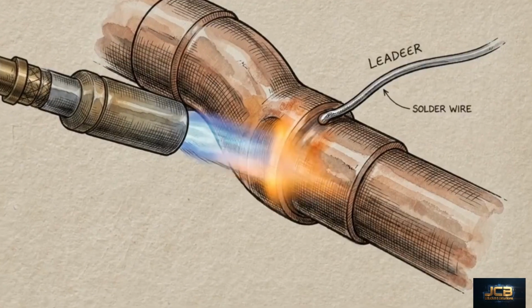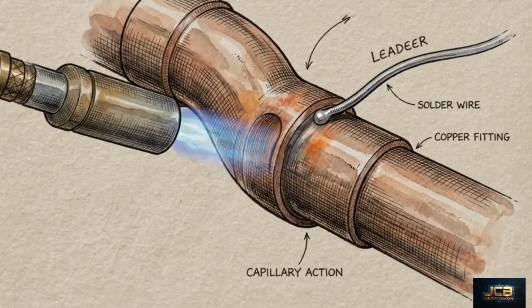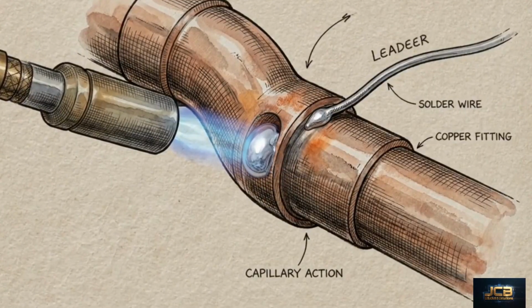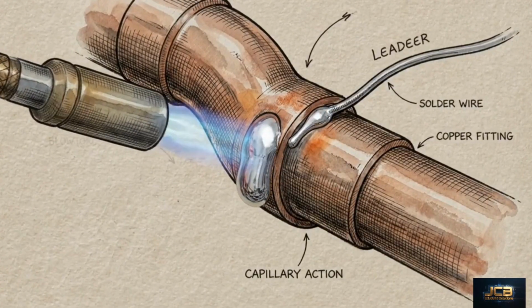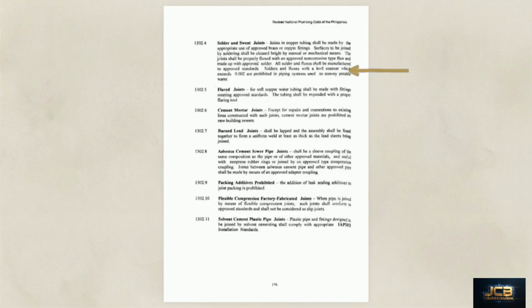Watch this macro-level view. Precision piping networks rely on thermal interfaces, where the bonding agent is drawn into the microscopic gap via capillary action. For copper swept joints, surfaces must first be mechanically cleaned until bright, then fluxed with a non-corrosive agent to allow the alloy to bond. When these systems convey potable water, the chemical constraints are absolute. The lead content in both the solders and fluxes must not exceed 0.002.